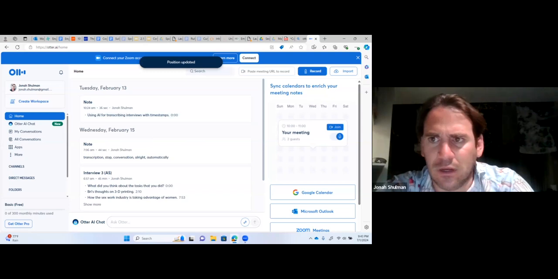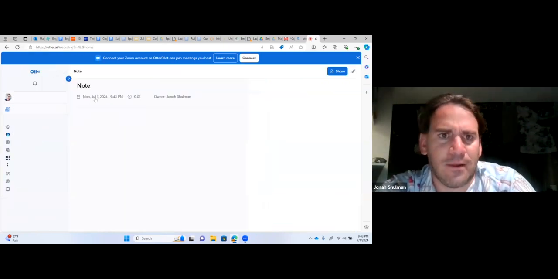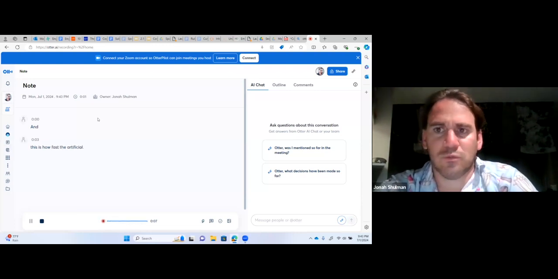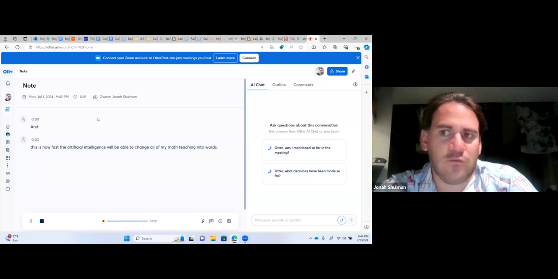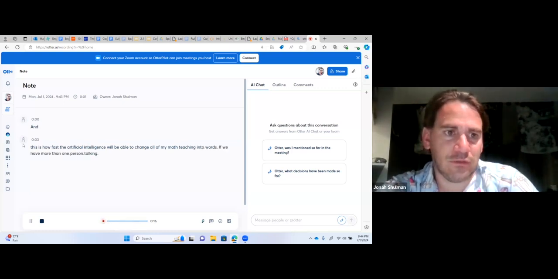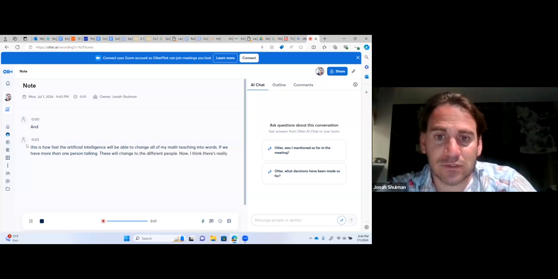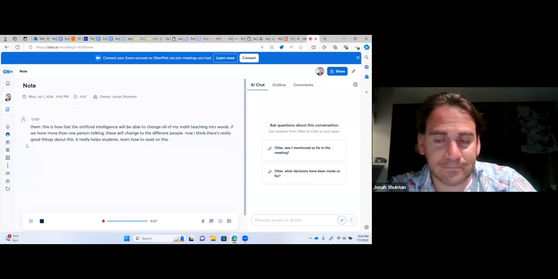Let's just make one. So if I just go to record, it should automatically work for me. So allow use of microphone. This is how fast the artificial intelligence will be able to change all of my math teaching into words. If we have more than one person talking, these will change to the different people. Now, I think there's really good things about this. It really helps students learn how to read.